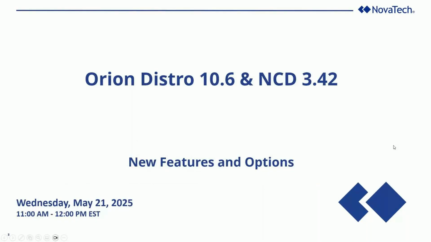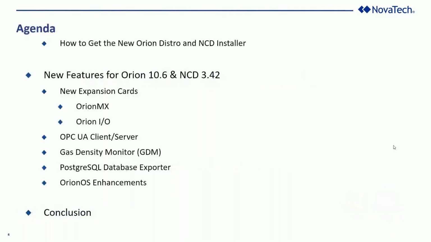We'll take the hour to do basically some talk about the couple of software modules that we've released, as well as demo how they work, as well as some other Orion OS enhancements. We've got some new expansion cards for the I/O. We're going to talk about OPC UA, client and server, the gas density monitor, the Postgres database exporter, and other enhancements.